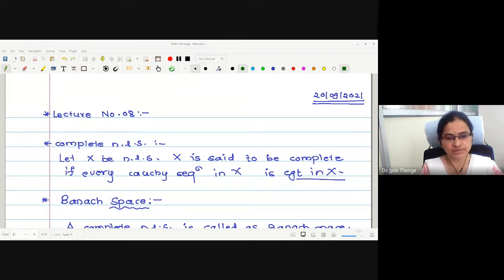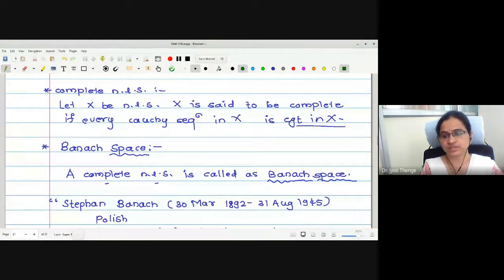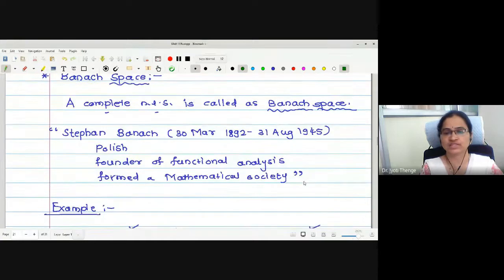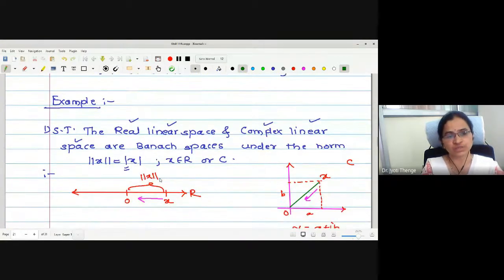In the last lecture, we have seen the definition of Banach space. What does the definition say? Every complete normed linear space is called a Banach space. This name is given in honor of the mathematician Stefan Banach. He was a Polish mathematician. We have seen some life history also. Then we moved towards the examples.